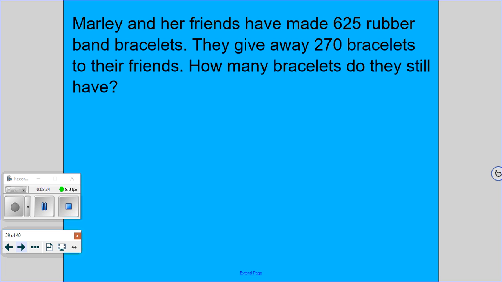What am I counting? Thomas, what am I counting? No, what am I counting? What object am I counting? Rubber bands. Rubber band bracelets. What's going to be my answer sentence? Mason? They have blank rubber band bracelets left. I love it. Write an answer sentence. Could be what Mason said, could be something similar.